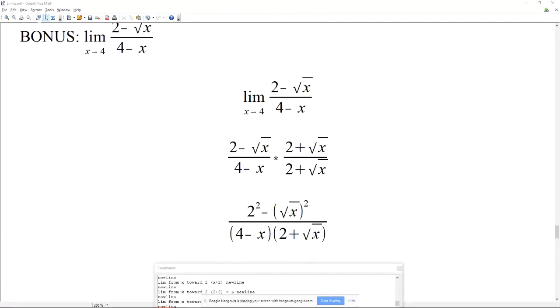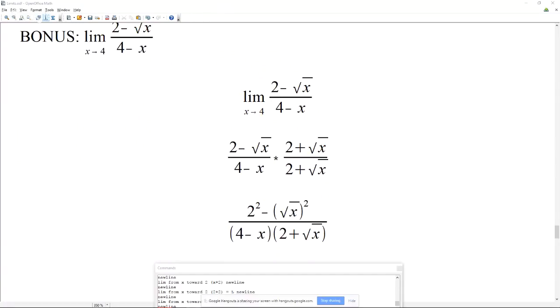So 2 times 2 is 2 squared. Then 2 times radical x minus 2 radical x cancel out. And then I have radical x times radical x, which is radical x squared. Now remember this conjugate operator here, don't forget it, because this is 2 minus something. You can't forget this little minus sign. It'll kill you every time. So I'm ending up with 2 squared minus radical x squared.